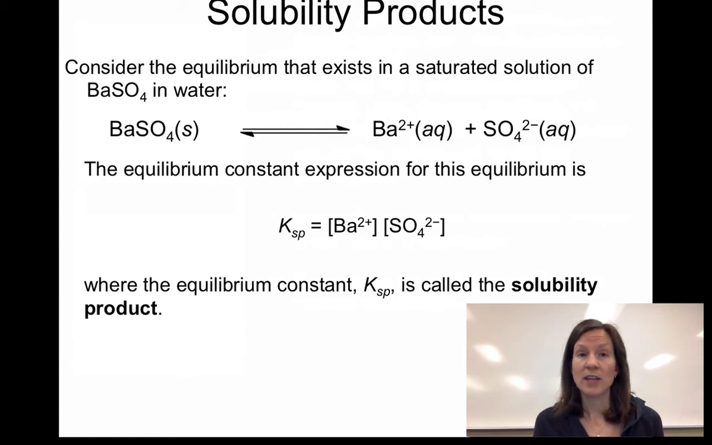Now this is a normal K expression, right? I include my two ions because they're aqueous. I do not include my compound because it's a solid. So we can write K expressions for dissolving using dissociation equations, but instead of calling it an equilibrium constant, we call it the solubility product constant because it's for the process of dissolving instead of a chemical reaction.